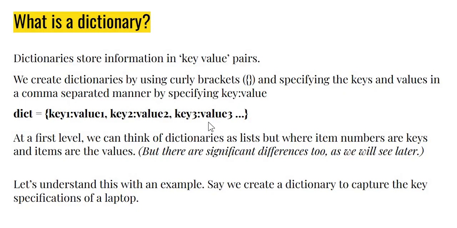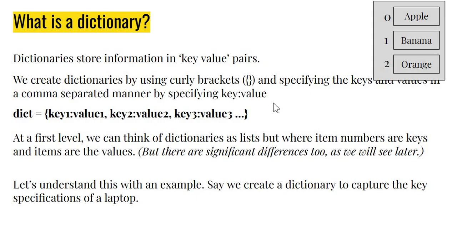At the first level, especially from the usage point of view, we can think of these dictionaries as some kind of a list, where instead of an item number, we have the keys, and instead of the item itself, we have the values. So for instance, let's say there was a list of fruits, perhaps apple, banana, orange. Clearly the 0th item of this list is apple, the first item is banana, and so on. At the first level, we can say there's a dictionary where I have these as the keys and these as the values. But let me remind you that there are significant differences, as we'll see later. This is a sort of mental model which you can get started with.